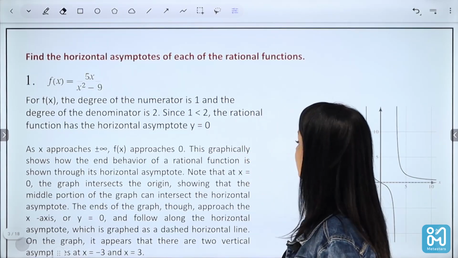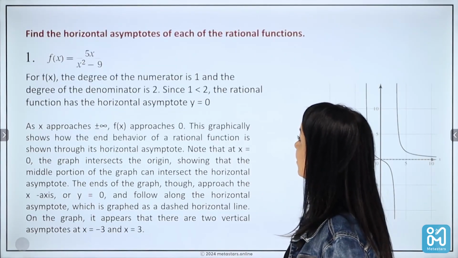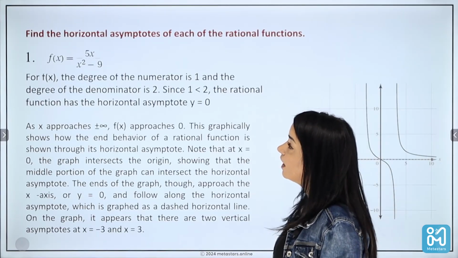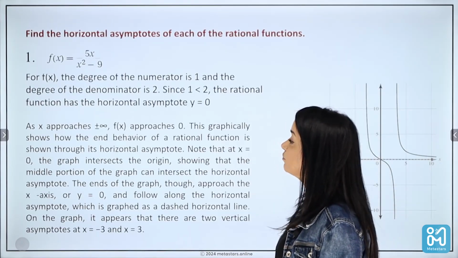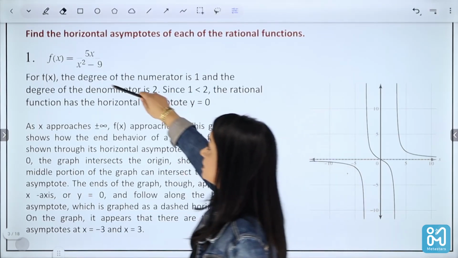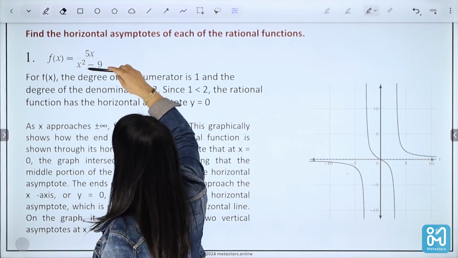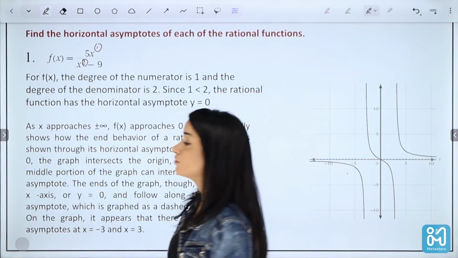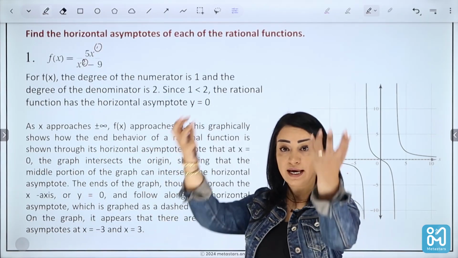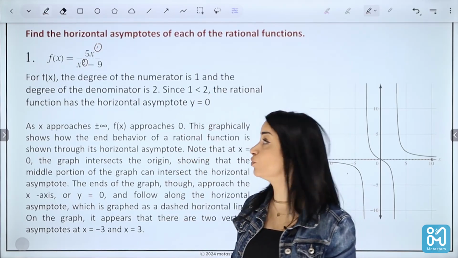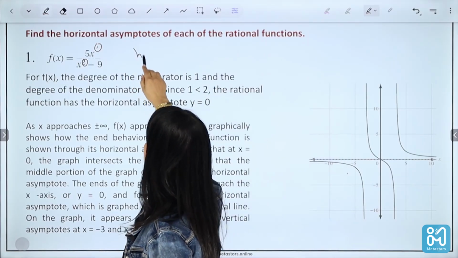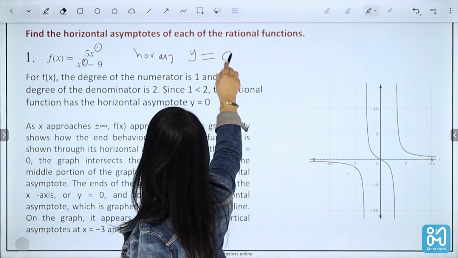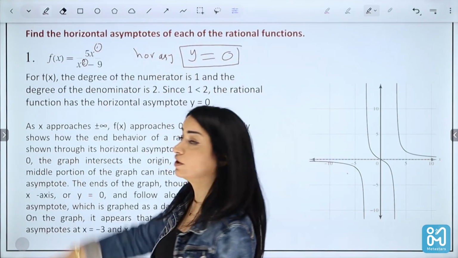Okay, so let's see this example now. Find the horizontal asymptote of each rational function. We have 5x over x squared minus 9. Here, the degree of the denominator is more than the degree of the numerator. Since the degree of the denominator is larger, we have a horizontal asymptote at y equals 0.